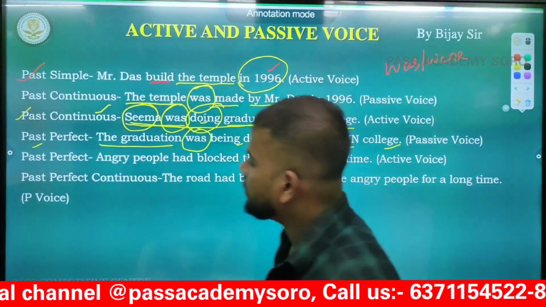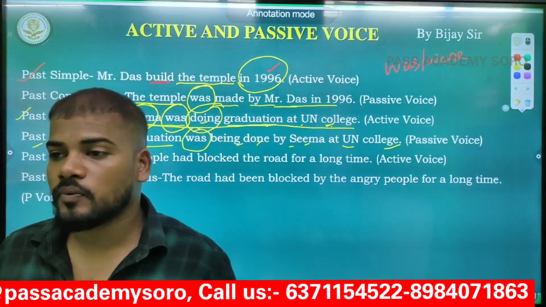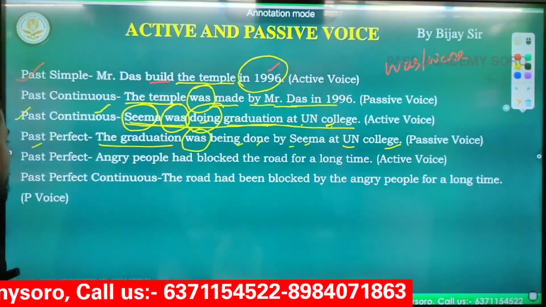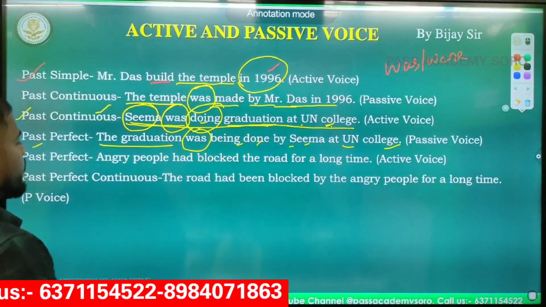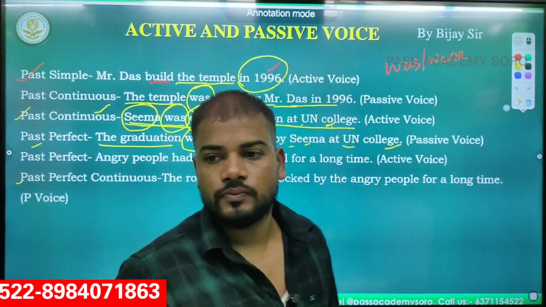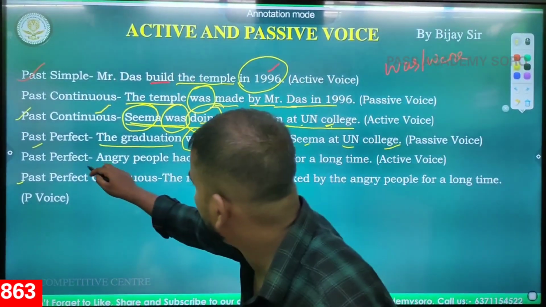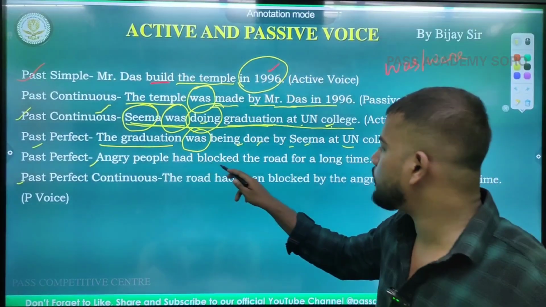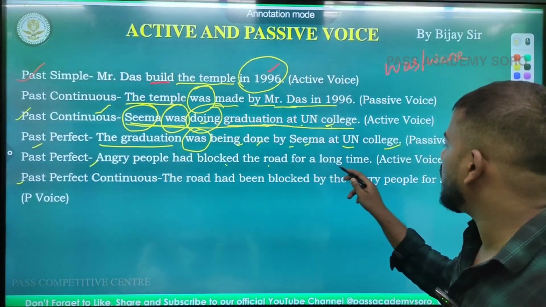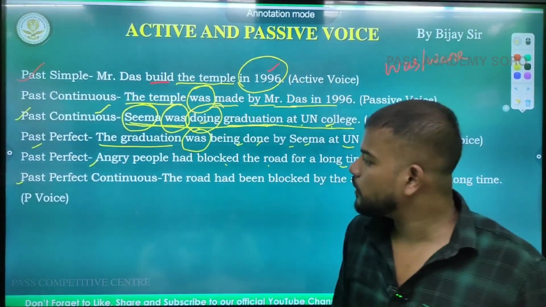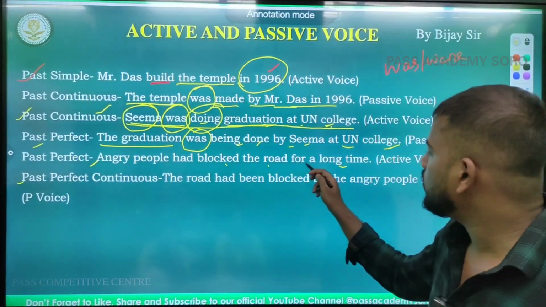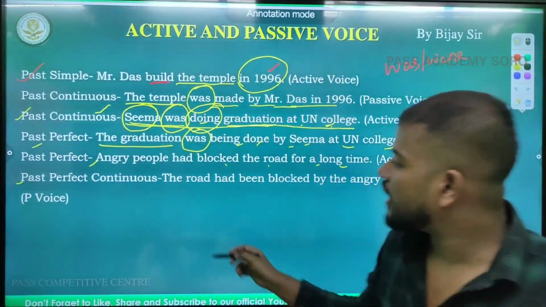Next form is past perfect. If our sentence is in past perfect, we will convert it into past perfect continuous. Look at the example, dear students. Here: angry people had blocked the road for a long time. This one is active voice.